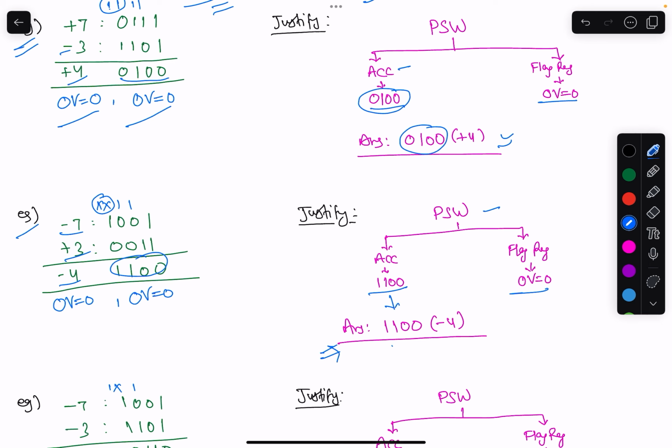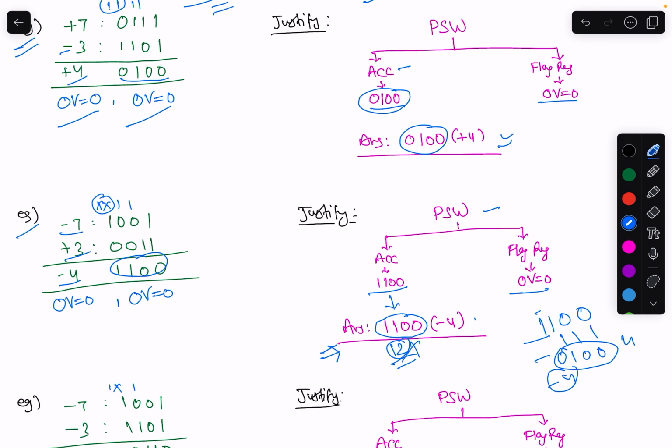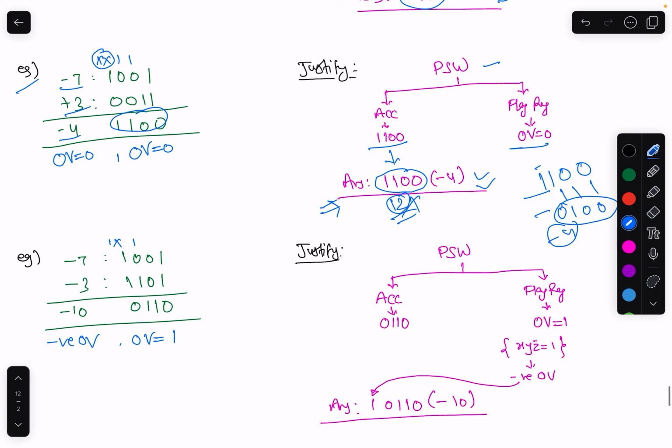Don't think that it is 8 plus 4, 12. It is not 12, because 1100 is in 2's complement format. So if we need to find the value of 1100, due to this one we have a negative sign, and if you convert this, this is 0, this is 0, the first one is 1, and everything after 1 is inverted, so you can say this is 4 only, so this is minus 4, right?